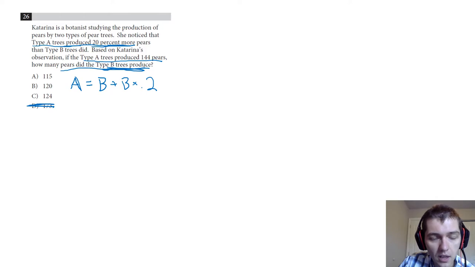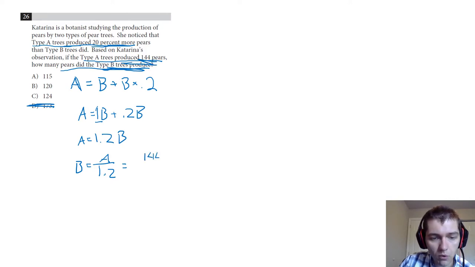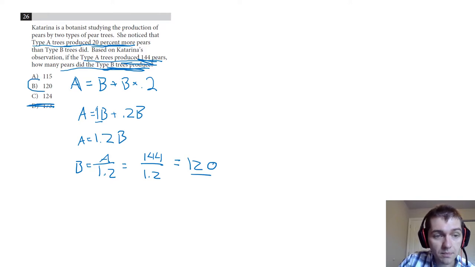So we can go ahead and say that A is equal to B. This might look better if I said B plus 0.2B, because now you see that this is 1B. So you can say that A is equal to 1.2B. So you can say that B is equal to A divided by 1.2. You can now use the information from the problem that type A produced 144 pairs. You have 144 divided by 1.2. That will result in 120 pairs, which is answer B.